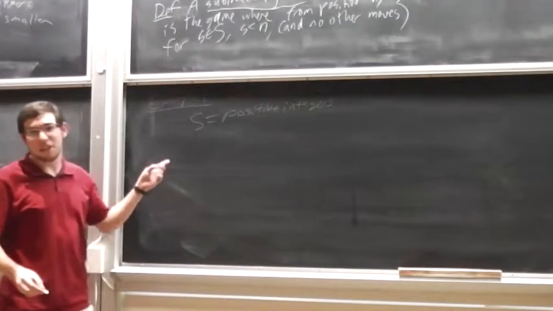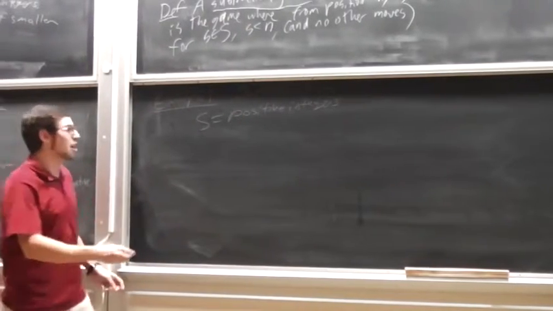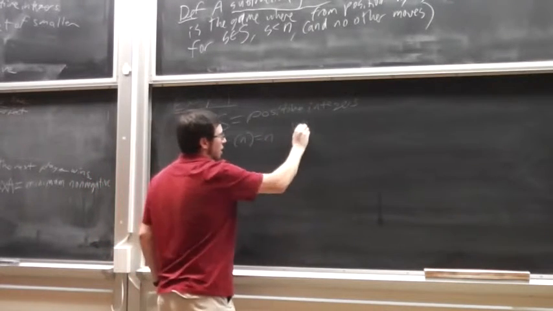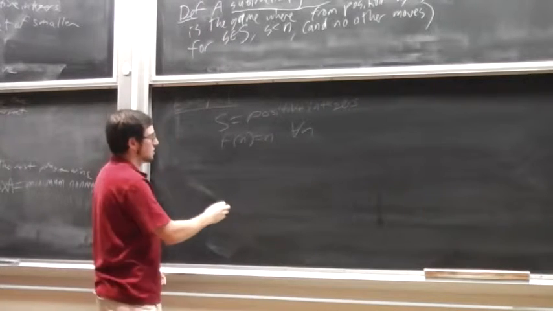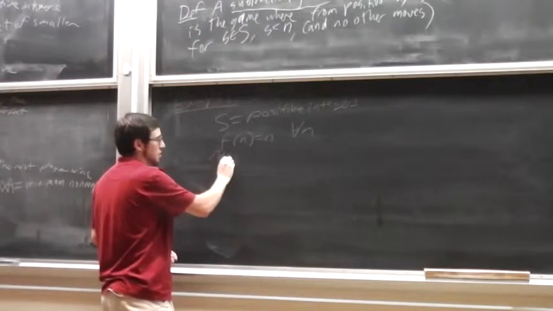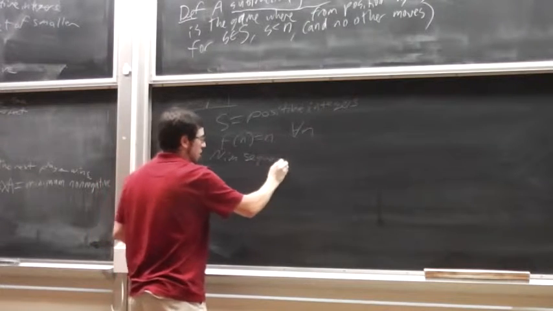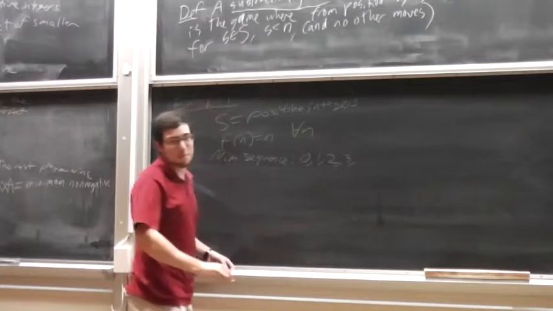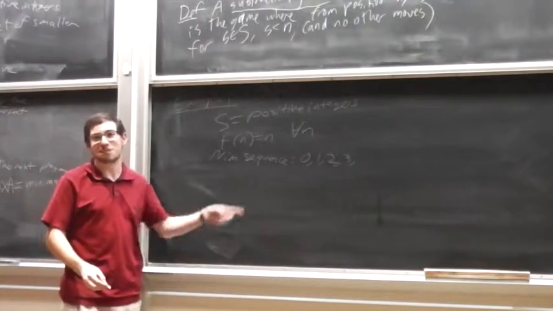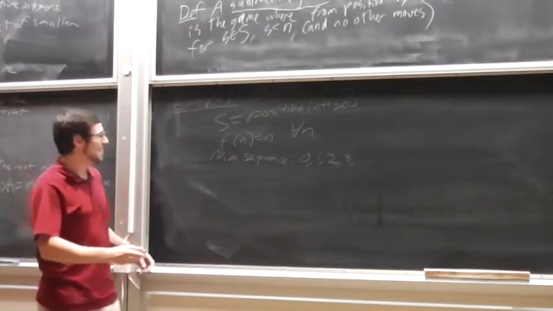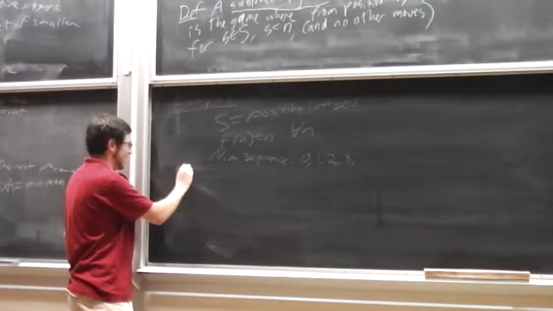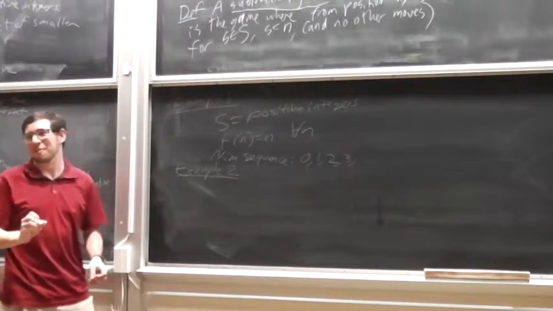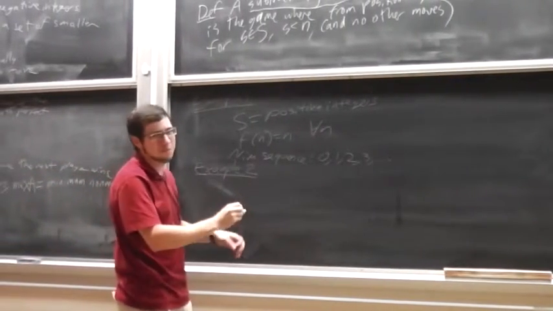And for this game, the Sprague-Grundy function is extremely easy to describe. f of n is equal to n for all n in this game. So in particular, the nim sequence is 0, 1, 2, 3. And I didn't think to look up ahead of time what sequence that is in OEIS, but I know it's in there. The sequence is still very easy.